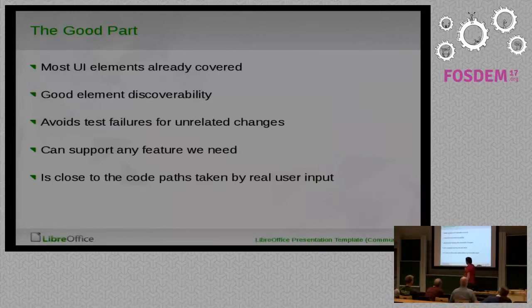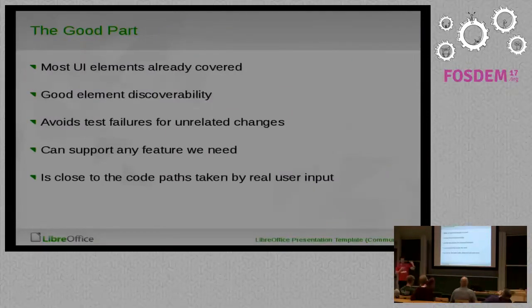So, what's good about the framework? Most of our UI elements are already covered. So most of the stuff that you find in a dialog has support in this introspection library. The elements are easily discoverable by the framework, so you can address them. Most of them have an ID. Some of them have none yet, especially the ones that we create and don't load from UI files.